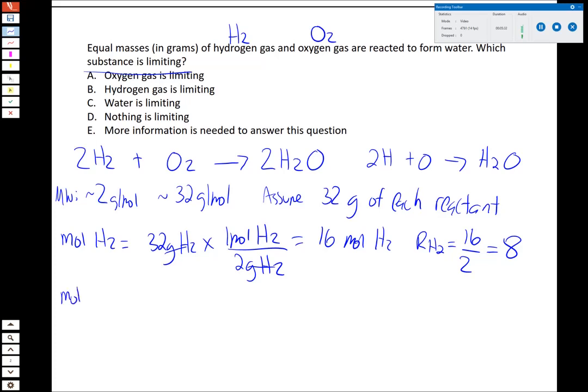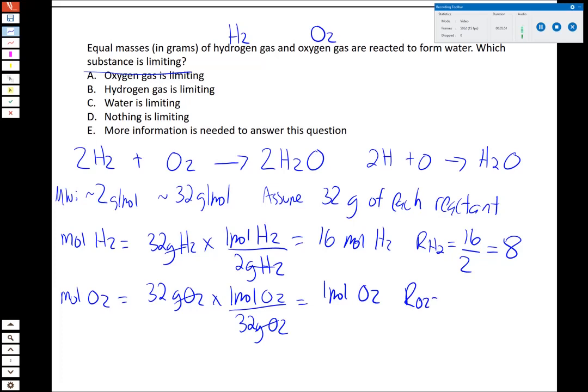We'll do the same thing for oxygen. 32 grams of oxygen, convert to moles. Remember, the mass amounts don't tell us anything from a stoichiometry standpoint. We always have to convert to moles. So we have 1 mole of oxygen, and then its stoichiometric ratio is going to be 1 divided by the coefficient, which is also 1. And so the one that's the smaller of the two is going to be the limiting reactant. That's clearly O2. And so the correct answer would be, I accidentally crossed it out when I was trying to underline, it's choice A, oxygen is limiting. Okay? So oxygen gas is limiting reactant in this case.